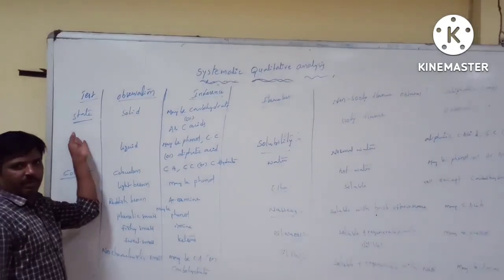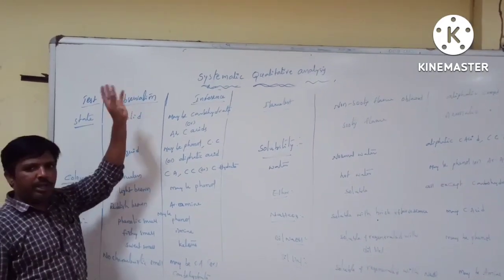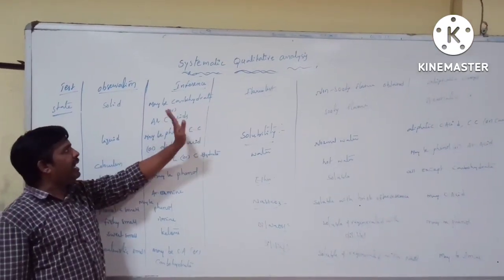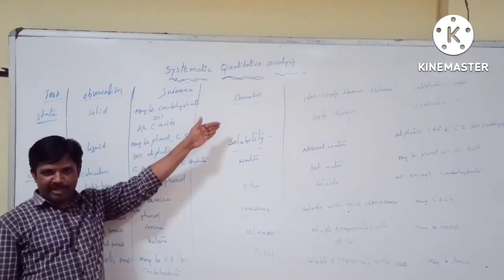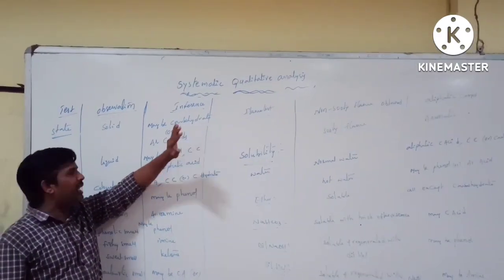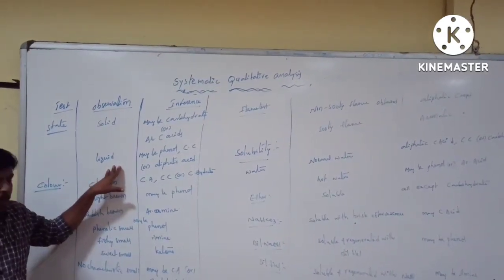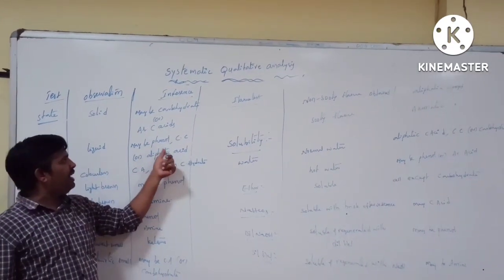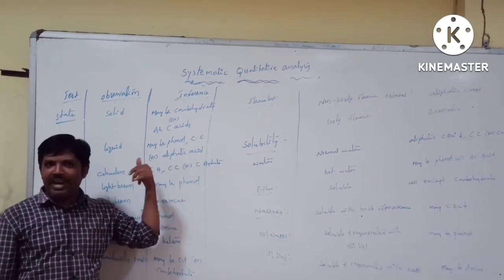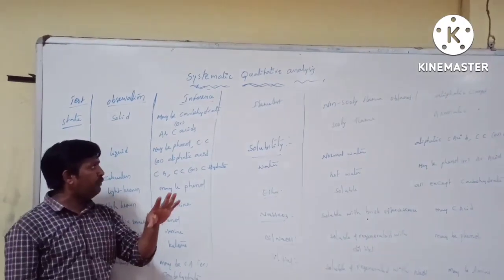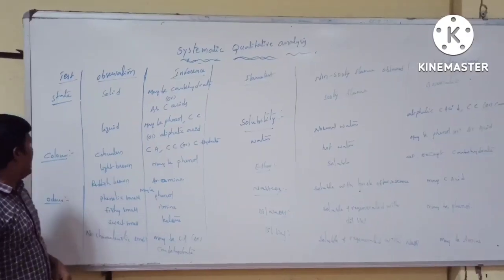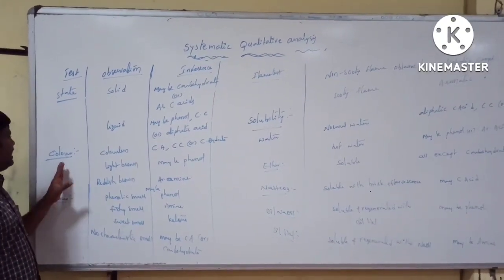First of all, the physical state of the organic compound. If the given compound is solid, there may be a presence of carbohydrate or aromatic carboxylic acid. If it is liquid, maybe a presence of phenol, carbonyl compounds and aliphatic acids. Then the next test is the color.